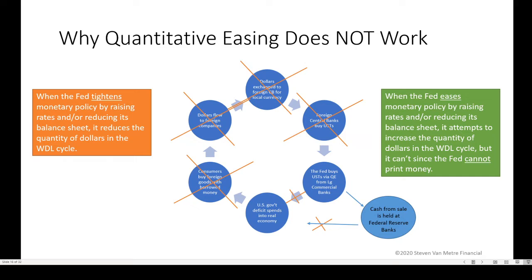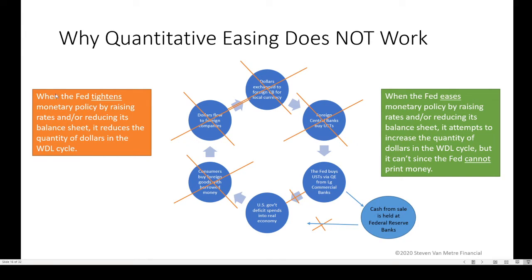Because quantitative easing, all it does is lower short-term interest rates to try to spur borrowing. It cannot create dollars, as you'll see, to fix the cycle. But it's the only thing the Fed can really do at this point. So let's look at what happens here.